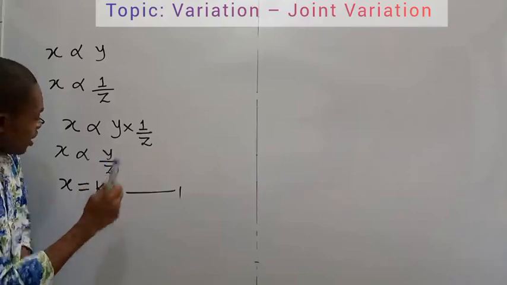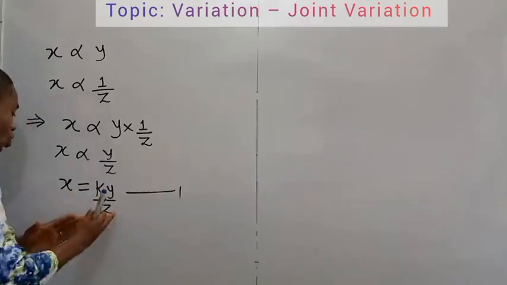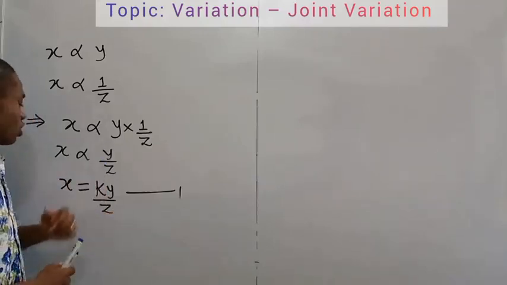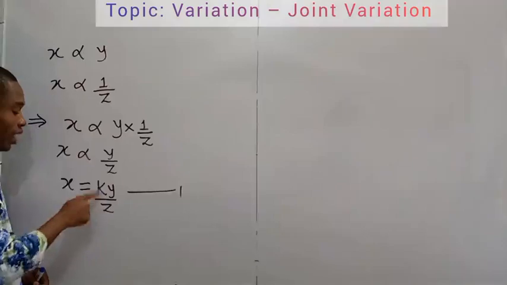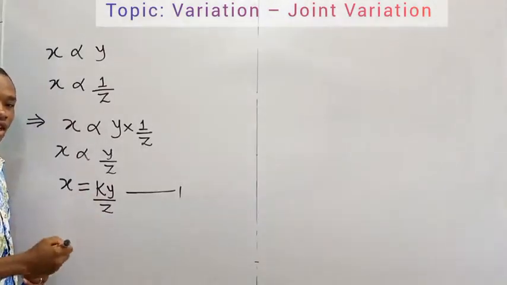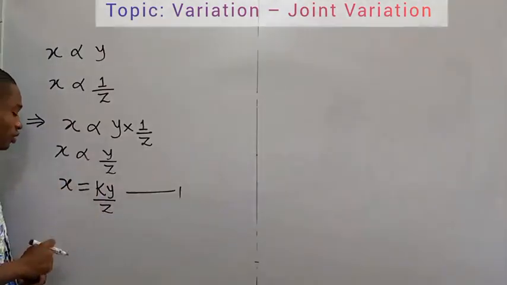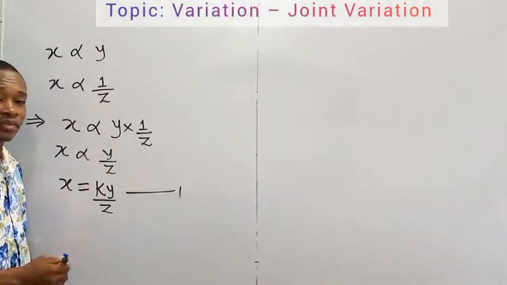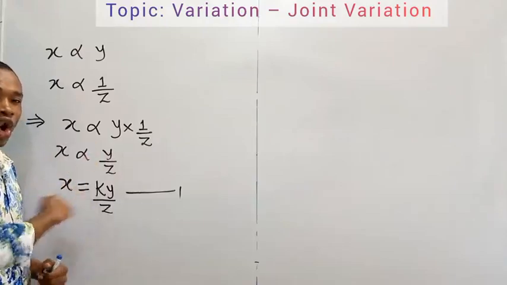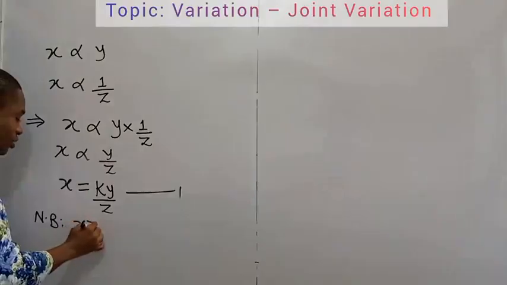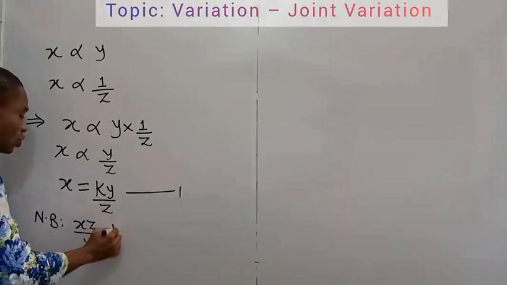Now, there is something we usually do, and I would like to do it here. Let us assume that I make K subject of the formula. To make K subject of the formula here, I will cross multiply, you know that. If you cross multiply, you have Ky equal to xz. Then make k subject of the formula, you will get x times z all over y. X times z divided by y equal to k.